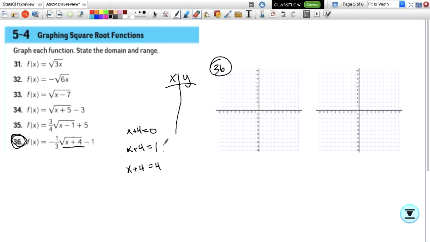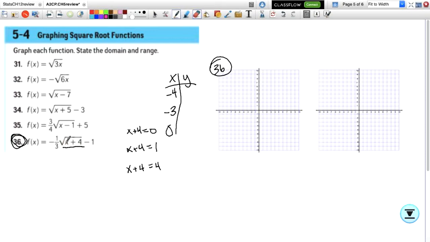And the reason why I want 0, 1, and 4 is because these are the 3 smallest perfect squares, which means I'll be able to do it in my head. And I can't do anything smaller than 0 under the root sign because it would be imaginary. So I'm going to minus 4, minus 4, and that gives me a -4 for an x. I'm going to minus 4, minus 4, and that will give me -3. Then I'm going to minus 4, minus 4, and that will give me 0. So these are the 3 x values I'm going to plug into here to get out my coordinate pairs to graph. So now let's do that.